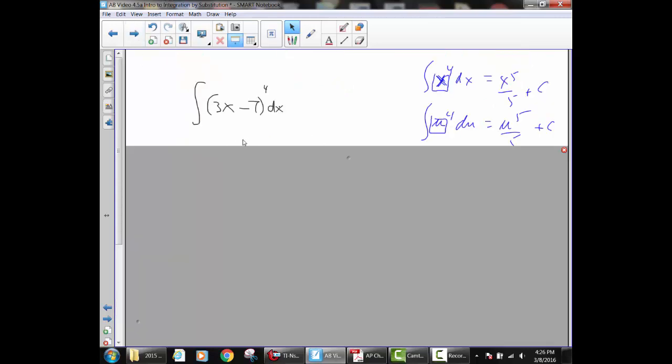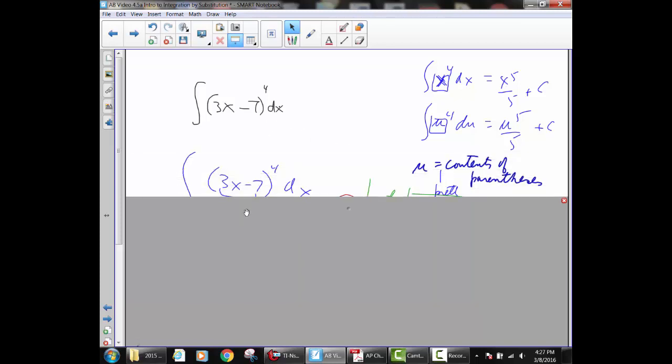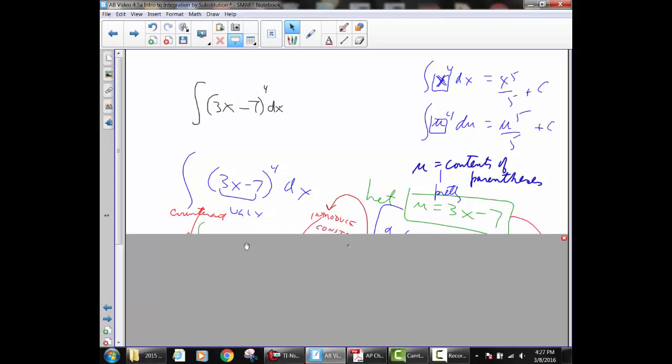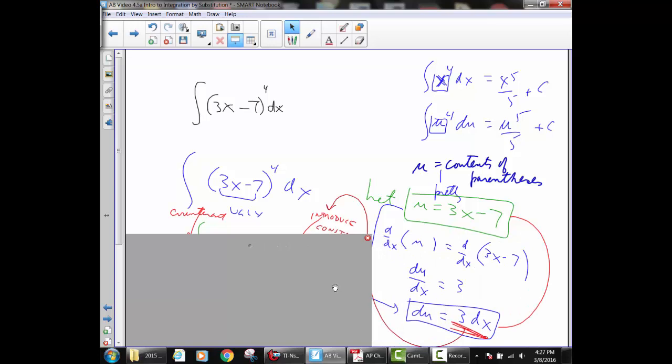Okay, so here's another one. If you have the integral of 3x minus 7 to the 4th, now you know the integral of x to the 4th dx is x to the 5th over 5 plus c, which means you know that the integral of u to the 4th du is u to the 5th over 5 plus c. So we're going to let u, like we've been doing, let u equal the contents of the parentheses. So your u is equal to 3x minus 7. You have got to right away figure out your du, and your du, I know I can do this, would be 3 dx.